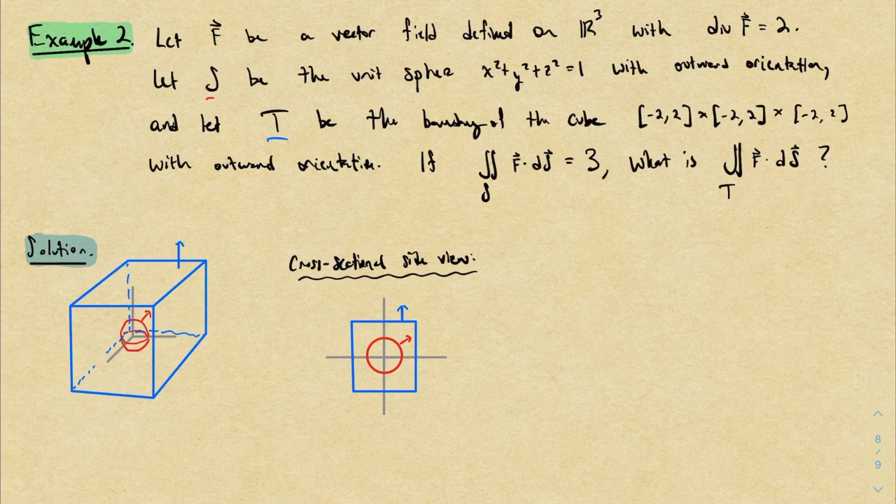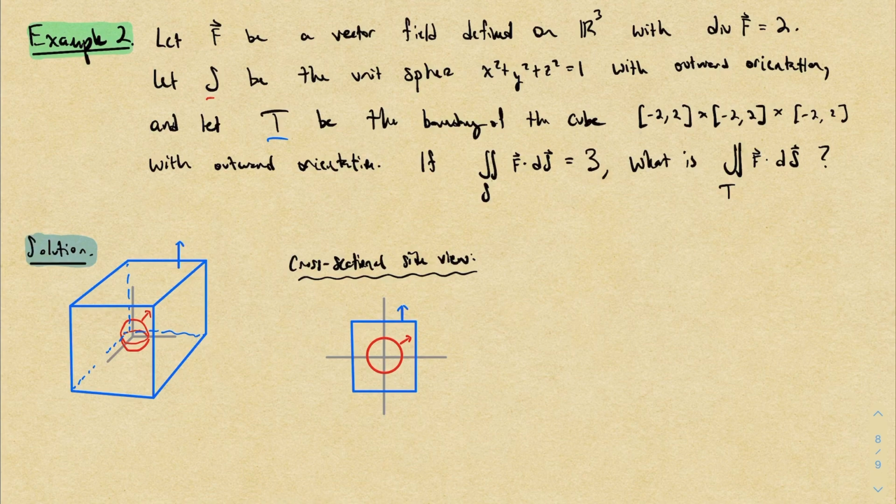Even if we parameterized the boundary faces of the cube, which we could definitely do, it's not going to help because we don't know what the vector field is. So clearly we have to do something clever. What I'm going to do is use the divergence theorem to relate the integral over T to the integral over S. Since we already know what the integral over S is, somehow we want to use that information to get the integral over T.